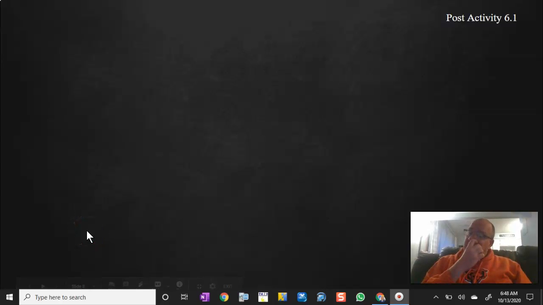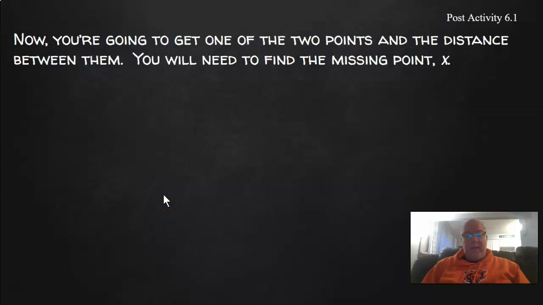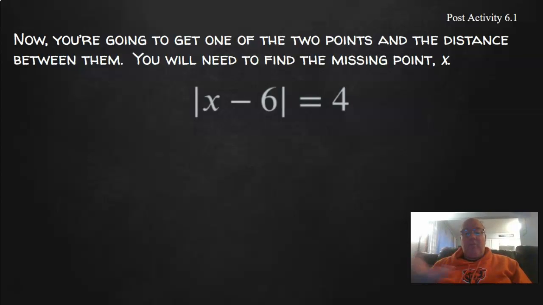Okay, so at this point in time, we know that absolute value represents the distance between two numbers on a number line. So now what we're going to do is give you only one of the points on the number line. And then we're going to give you the distance between the points, but we're not going to tell you what that second point is. And so when we don't know what that second point is, we're going to let that second point be represented as x.